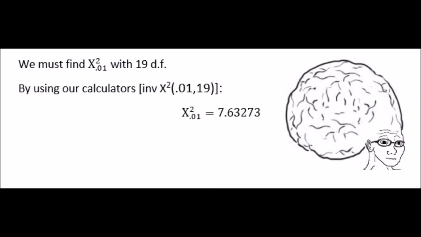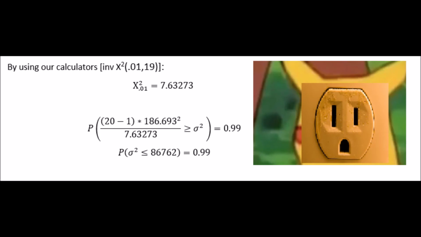Anyways, to find the value we're looking for, we should use the inverse chi-squared command. Our area is 0.01, and our degrees of freedom is 19. This returns a chi-squared value of 7.63273.